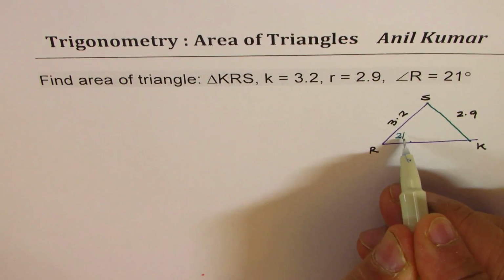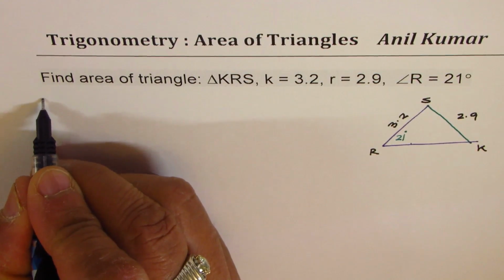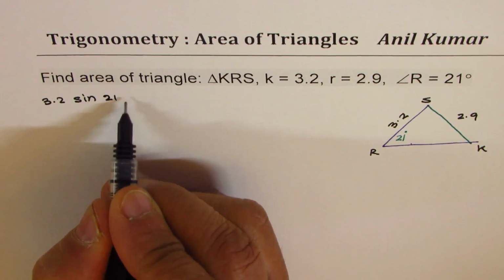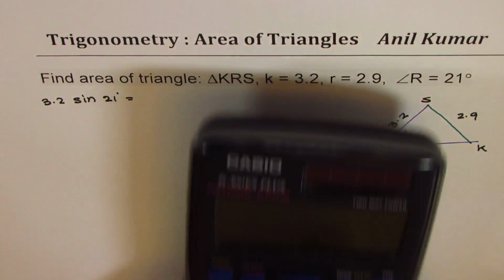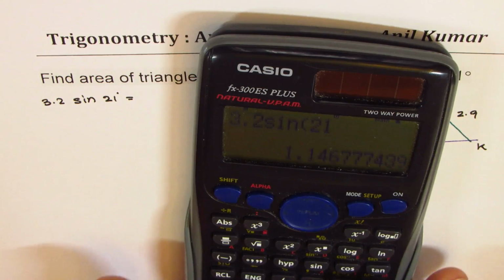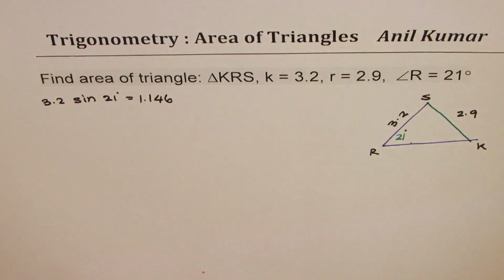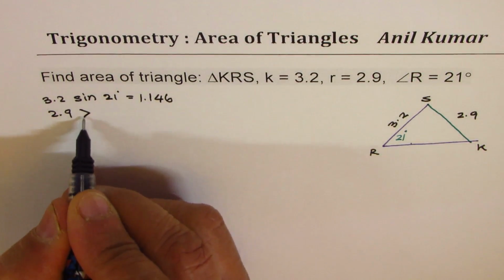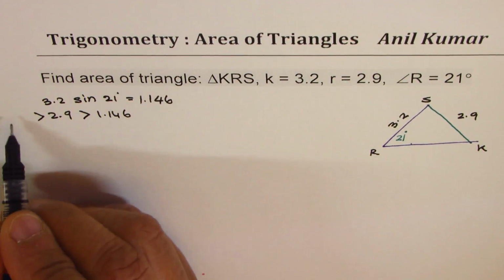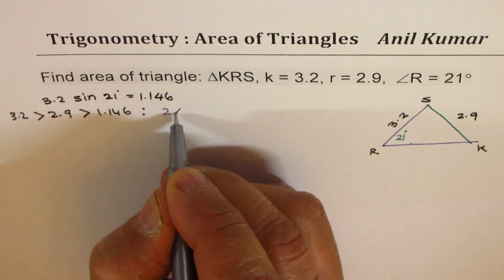Angle R is 21 degrees. So what we will do here is find 3.2 sine of angle R, which is 21 degrees. 3.2 sine of 21 degrees is equal to 1.146. Clearly, 2.9 is greater than 1.146 and 2.9 is less than 3.2. So we have two triangles, right? So that means we have two triangles.